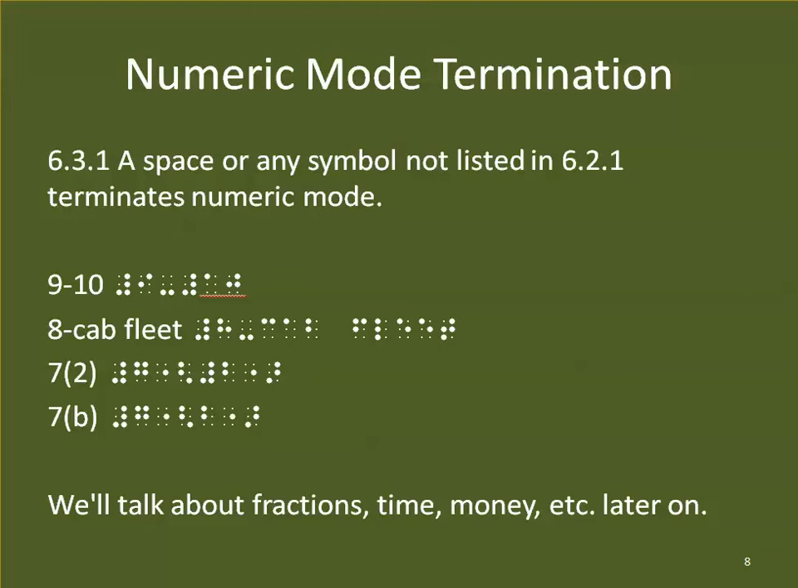7 with a 2 in parentheses. Again, the parenthesis is not on that list of things that numeric mode carries through, so that terminates numeric mode. That means whatever is inside the parentheses, if it's a number, needs to be designated as such with a numeric mode indicator. But if we really do mean a letter, then we've terminated numeric mode, and it's read as B. It's not standing alone, so it can't be read as the word but. We'll talk about fractions, time, money, etc. later on, either in this session or in future sessions.